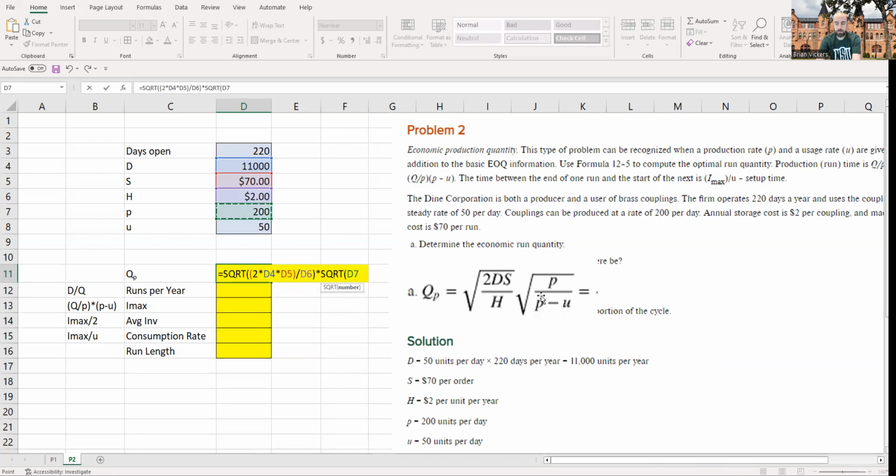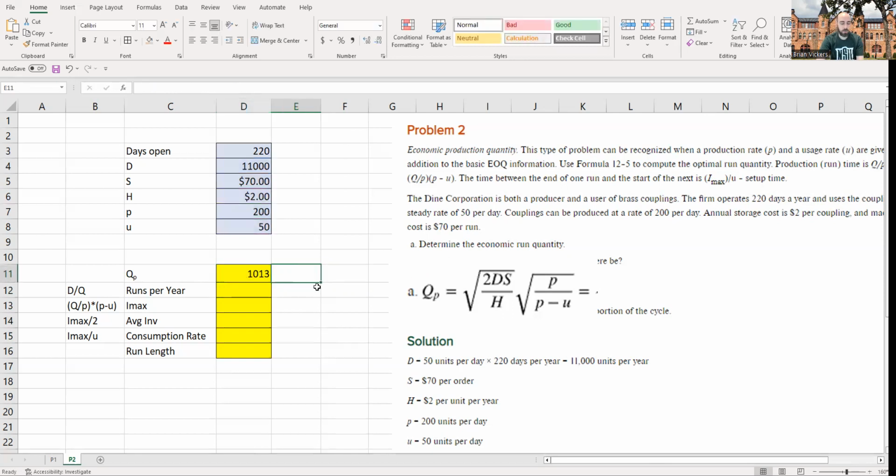P divided by, and now open our parentheses is important on this one because P minus U needs to go first. So we have to add it in parentheses. Otherwise, order of operations wise, it's going to do P divided by 2 minus U. But we don't want to do that. We want to do P divided by this bottom number. So open our parentheses again, P minus U, close our parentheses once for the denominator, a second time for the entire square root formula. So it's going to find the square root of 1 multiplied by the square root of the other, 1,013.